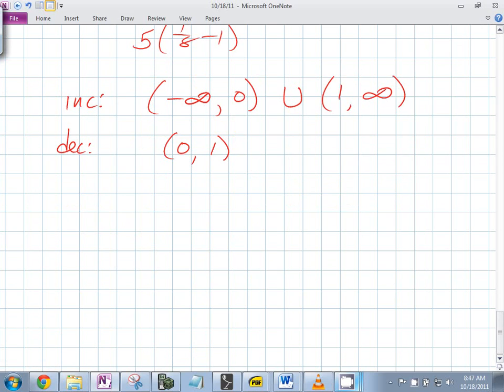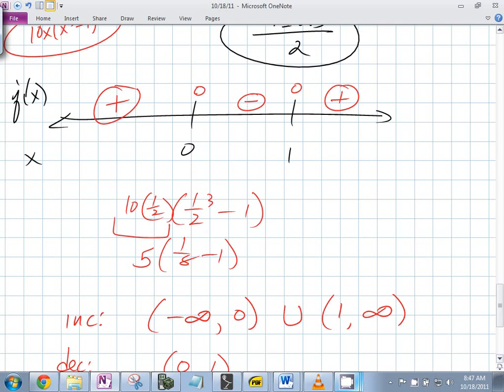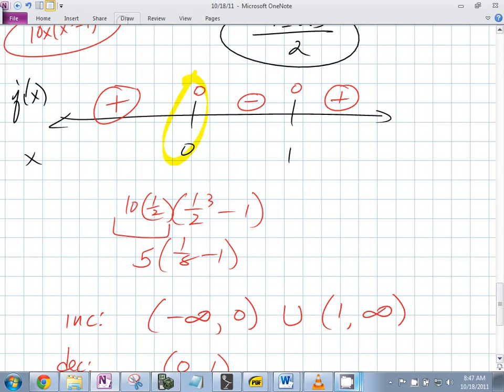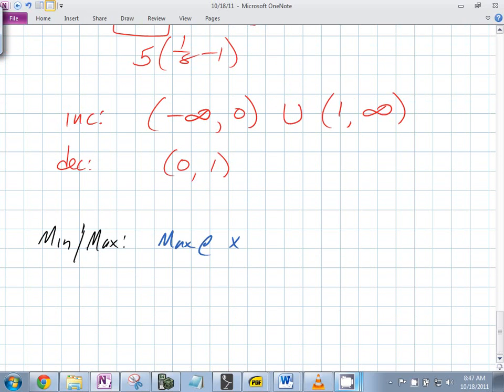Nope. Don't jump ahead. We haven't figured out where the max and mins are, thank you. The mins and maxes, right? And we actually know where those are now because we know the x values since we did the intervals. So if it goes up and then down, what happens right here? That has to be a max. And then if it goes down and then up, it has to be a min. So we know that there's a max at x equals 0 and a min at x equals 1, right?